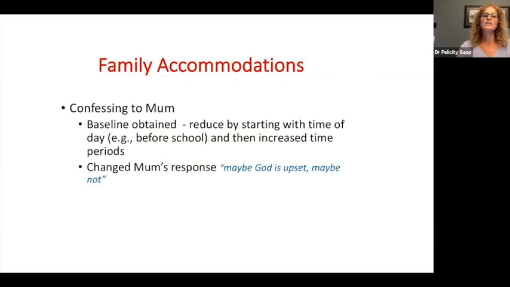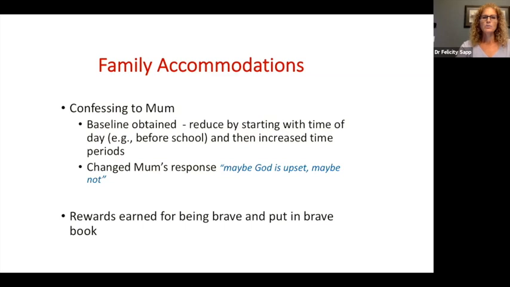So mom was really involved in the confessing. And so we needed to really find out how much that was happening. So we did a good baseline and again, broke it down into time periods and started to change how mom was responding. But the biggest part was what mom was saying. We needed to change her response to uncertainty, which is, yeah, maybe God is upset, maybe not. And then she would be rewarded for being brave and put that in her brave book.